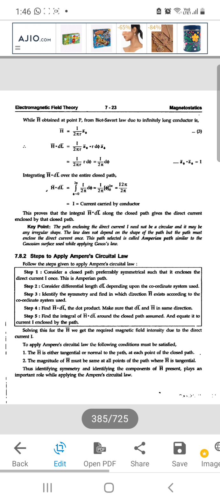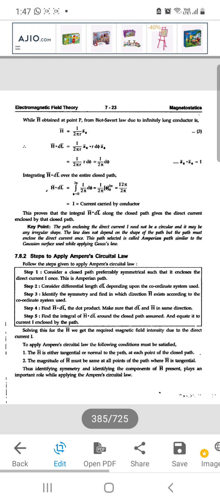Now, step 5 is the final step, where you find the integral of H dot dl around the closed path that is assumed, and you have to equate that to I. So, our Ampere's law is that the line integral of H dot dl is equal to I. So, our final step is to find the integral of H dot dl and equate that to I.